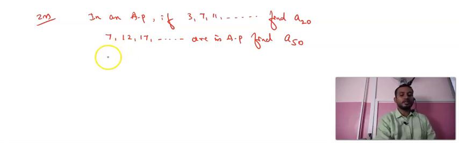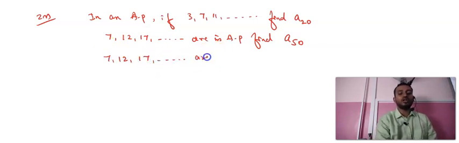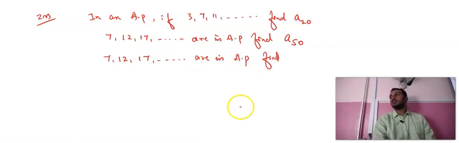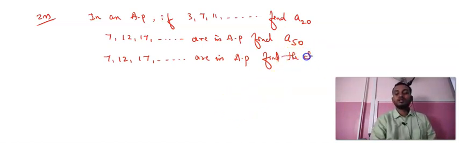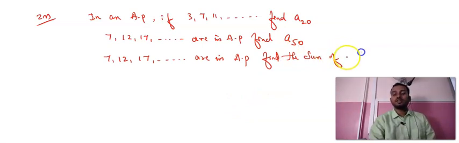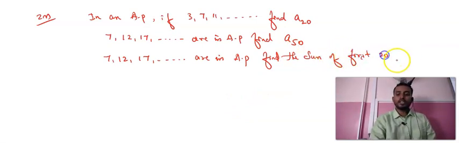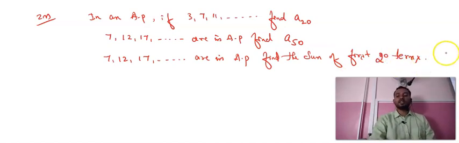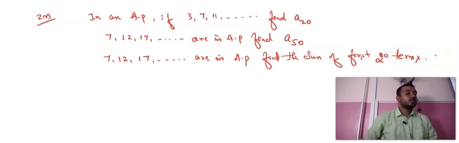And one more question, please make a note. 7, 12, 17, and so on are in AP. Then find the sum of the first 20 terms. Concepts are clear? You can expect the question like this. See, find the sum of the first 20 terms means S20.